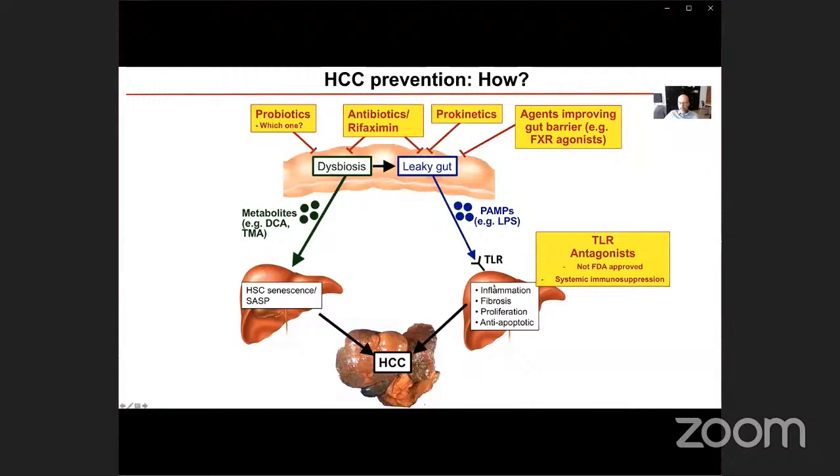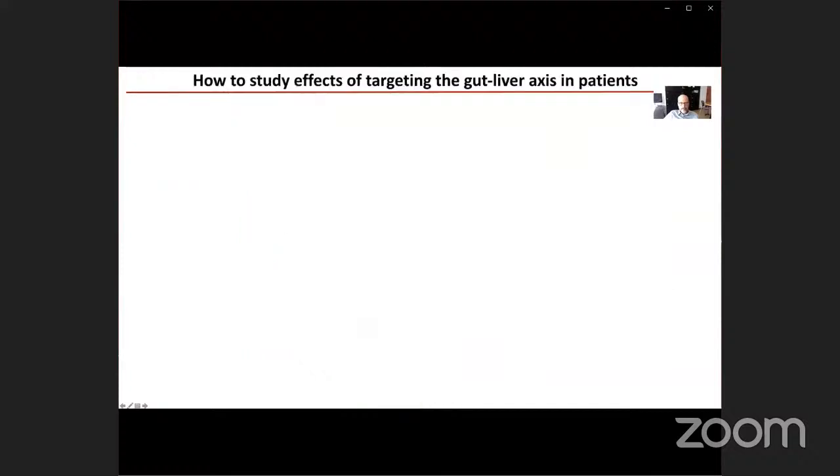TLR antagonists could block TLR-induced signals that promote tumors or tumor-promoting reactions such as inflammation, fibrosis, proliferation, and anti-apoptosis. However, long-term use is problematic, especially because of systemic immunosuppression in these patients, who are already immunosuppressed, and these drugs are currently not FDA approved. And in theory, it's also conceivable to directly target bacterial metabolism, so metabolites that promote cancer could be inhibited.